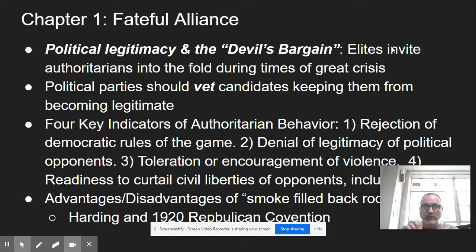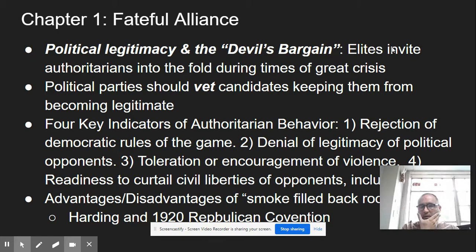So that's one. Two, they deny the legitimacy of the political opponent. So if you are opposed to that person, your very legitimacy is called into question. Your very legitimacy as a person, as a thinker, as a rational being, called into question. They're going to completely discount you.